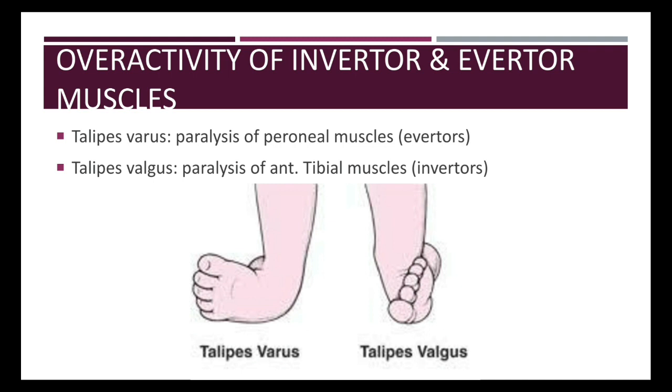Second is talipes valgus. The overactivity of the peroneal muscles following the paralysis of the anterior tibial muscles or the inverters of the foot produces this talipes valgus. So you can see here the picture. In talipes varus, there is excessive inversion because of the paralysis of everters, whereas in talipes valgus, there is excessive eversion because of the paralysis of inverters.